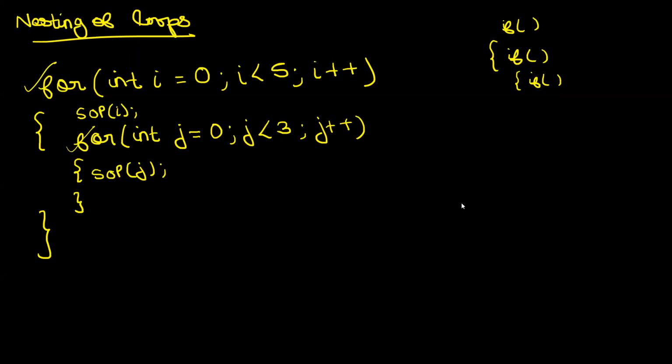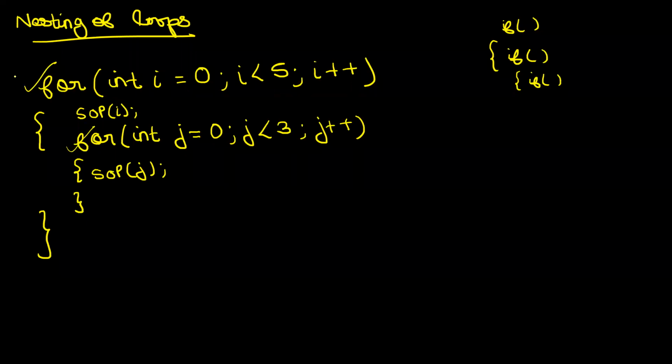Can anybody tell me what output you will be seeing? What are we expecting here? If you want to trace the output, there is no rocket science rule here. It's as simple as you have to just run these two loops. So let's see how the running actually happens.